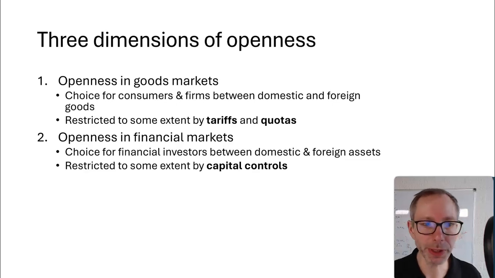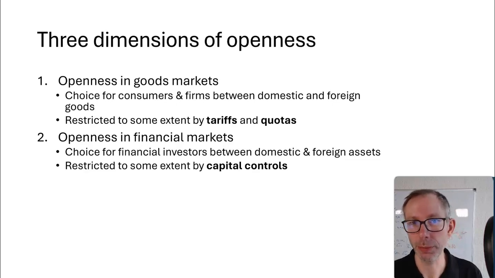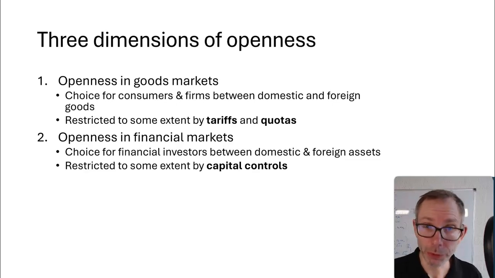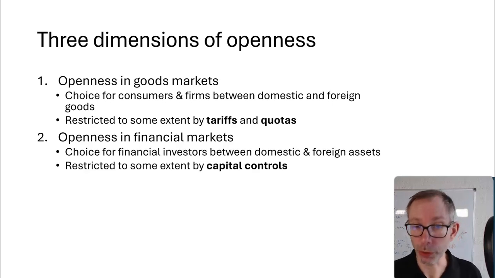The second type of openness is in financial markets. That is about the choice of financial investors between domestic and foreign assets. So, for example, somebody in Europe could decide to buy American bonds. That is not a good that is being bought here, that's a financial asset. And there are also restrictions on that. It used to be the case that often domestic residents, also in European countries, were quite restricted in what type of foreign assets they could hold. This type of restriction is called capital controls. These controls have been gradually removed in recent decades, and so capital markets have become more integrated over time.